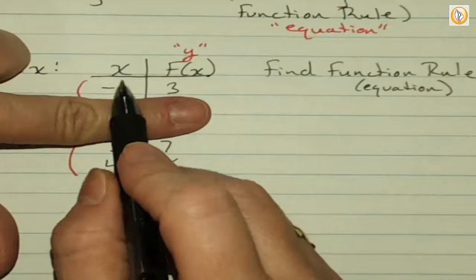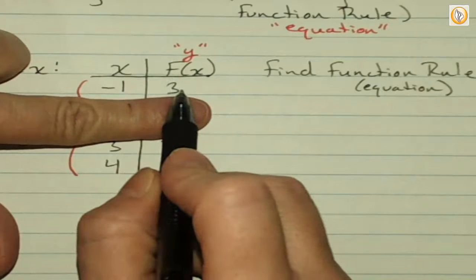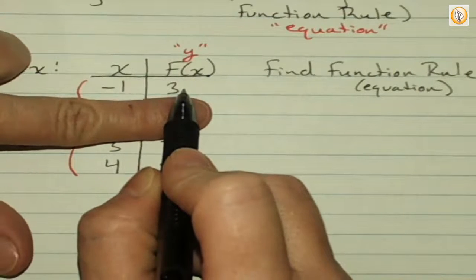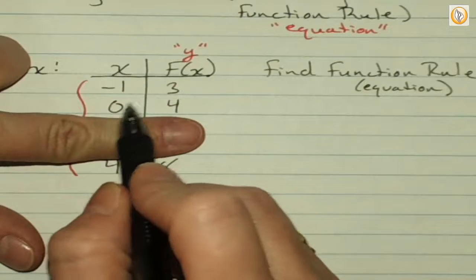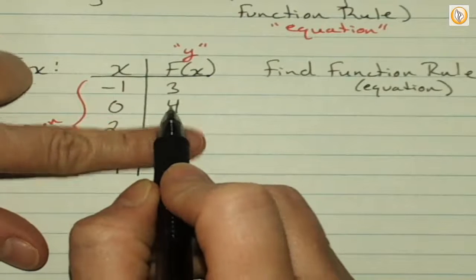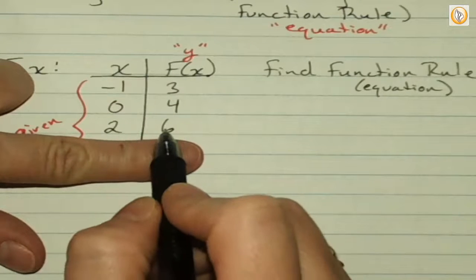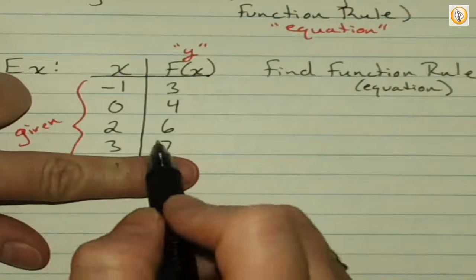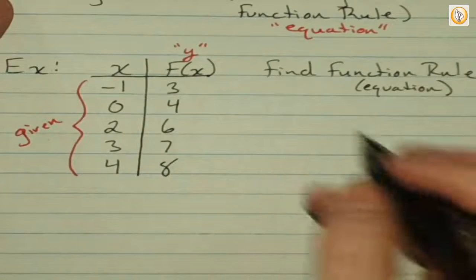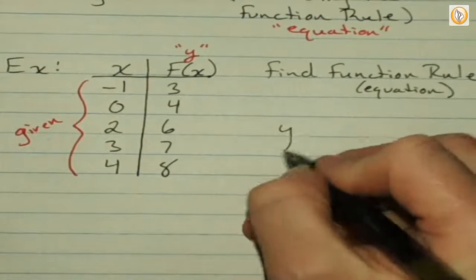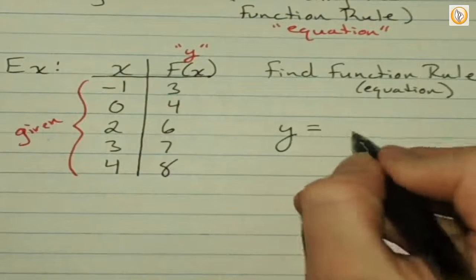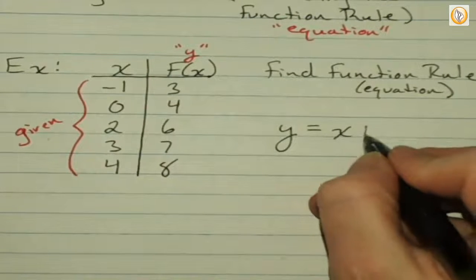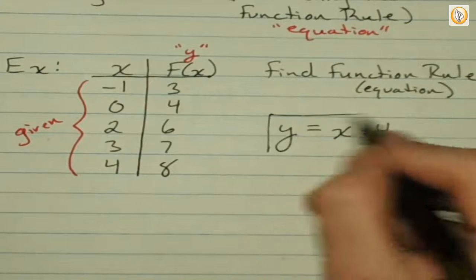Yeah, add 4. Okay, -1 plus 4 gives me 3, so that will work. Does 0 plus 4 give me 4? Does 2 plus 4 give me 6? And 3, you gotta check each one. 3 plus 4 gives 7, etc. So, the answer is Y equals X plus 4.